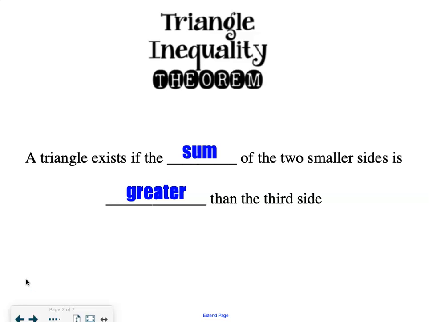To add. So the sum of the two smaller sides has to be bigger than the third side. Otherwise, the sides would never touch. I'll show you. So the sum of the two smaller sides has to add to be bigger than the third side.